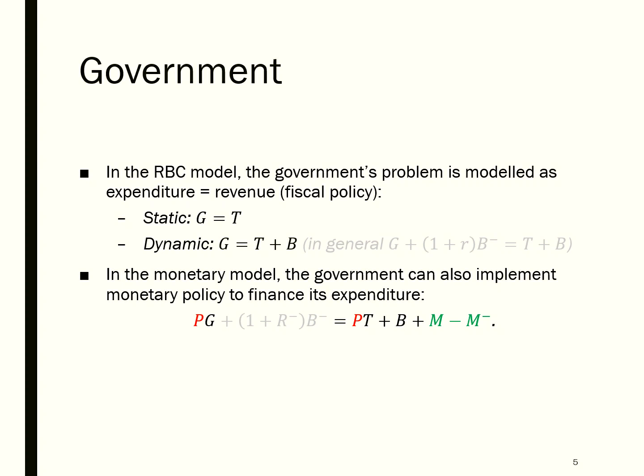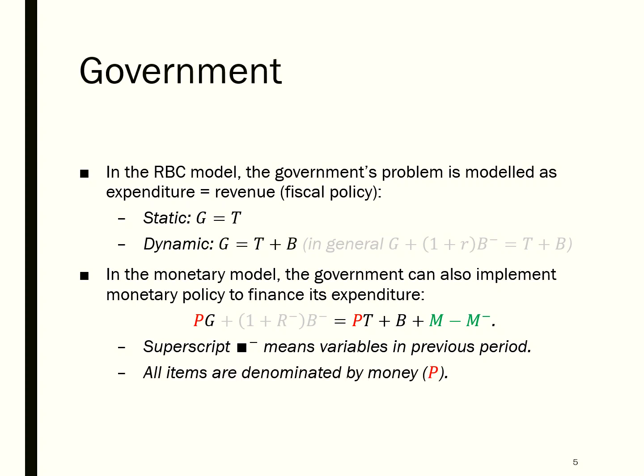But other things like B minus can also be there, but you have to interpret that as the nominal value of government bond. And B is also the nominal bond value, not the real bond value. M minus M minus is the increment of the money balance in the economy, which is the new money issued by the government during this period. M minus is the money balance in the previous period. So any superscript with a minus means the variables in the previous period.